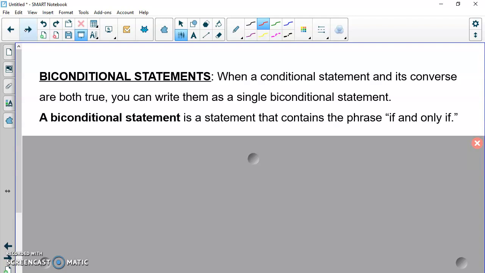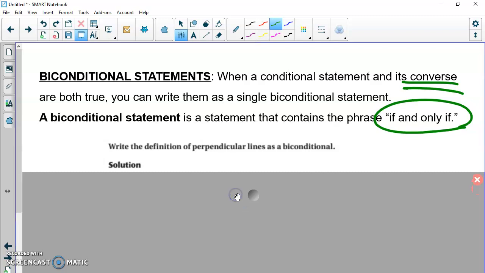Alright, biconditional statements. When a statement and its converse, remember converse, think backward shoes, so you just switch your hypothesis and your conclusion. If both the original conditional statement and its converse are both true, then we can form it into a biconditional statement that uses if and only if. Any type of definition of something can be written as a biconditional statement.